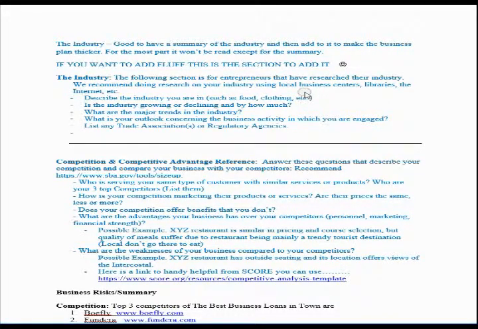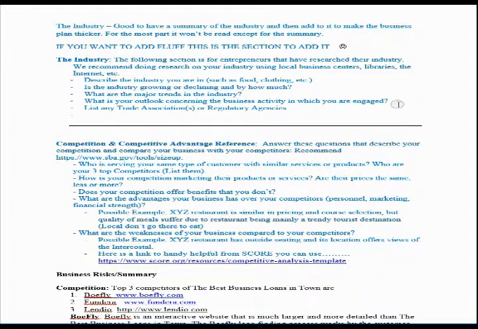Describe the industry. Is the industry growing or declining? It's okay if it's declining, but how much, and what's going on? What are the major trends in the industry? What is your outlook concerning the business activity in which you're engaged? List any trade associations or regulatory agencies. This is important to describe, and I'll give you some examples.